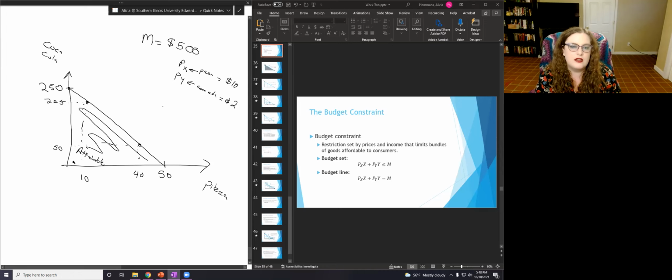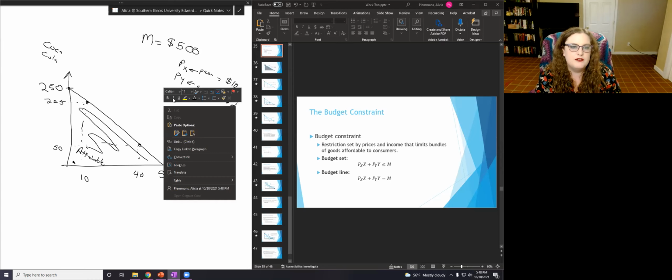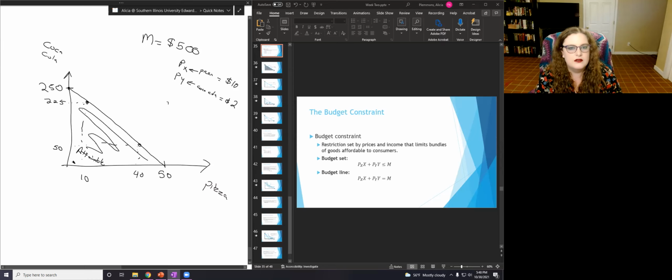We can also think about points outside of this. Like maybe if I had 50 pizzas and 225 sodas. Well, that doesn't make sense because we don't have the amount of money to buy it. These we call unattainable. Any point outside the budget line, way up here, these are ones that we cannot purchase with our current budget set. Ones inside the line, these are attainable.